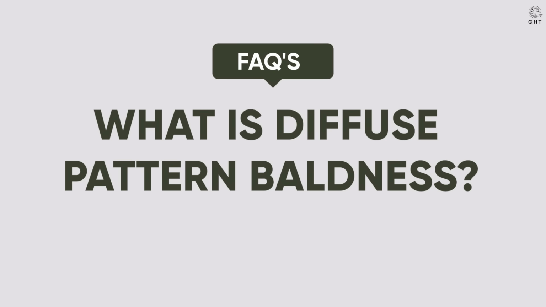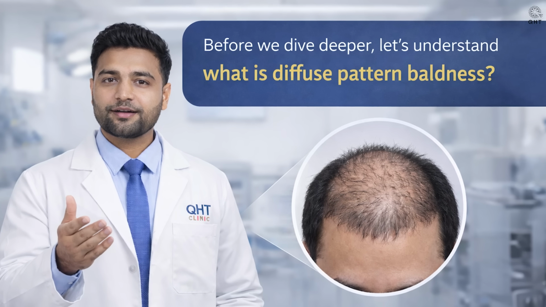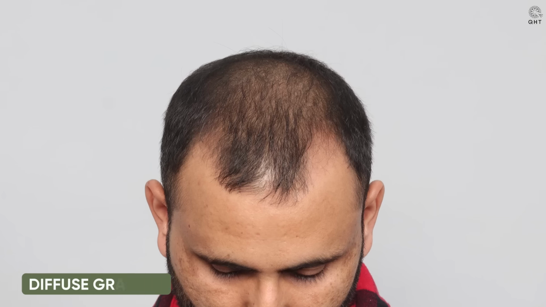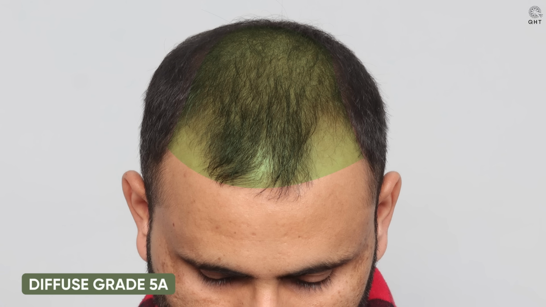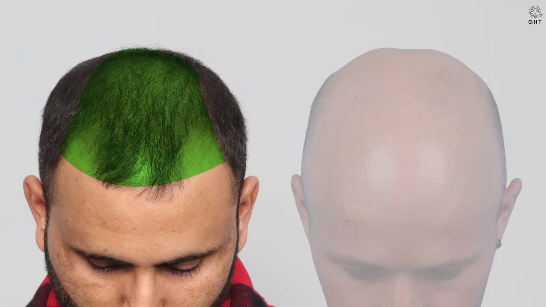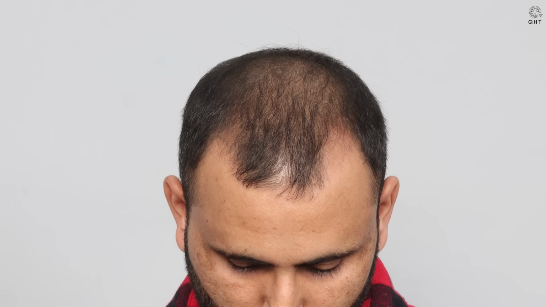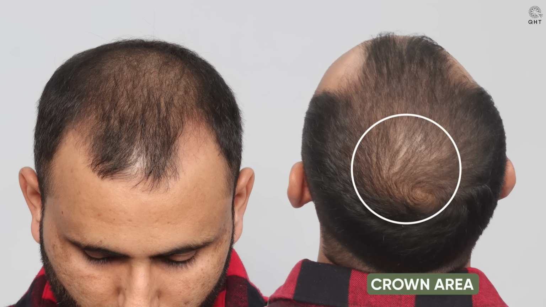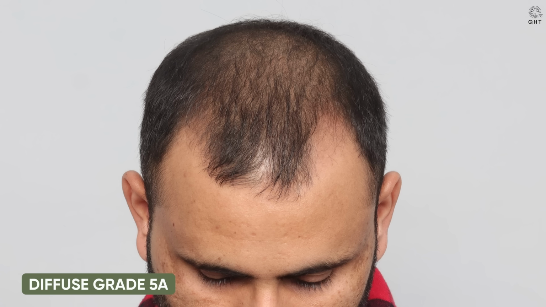What is diffuse pattern baldness? Before we dive deeper, let's understand what is diffuse pattern baldness. Diffuse pattern baldness is a type of hair loss that affects the entire scalp evenly rather than forming a distinct bald spot. In this condition, hair thinning occurs gradually across the frontal, mid-scalp, and crown areas, making the scalp appear less dense over time.